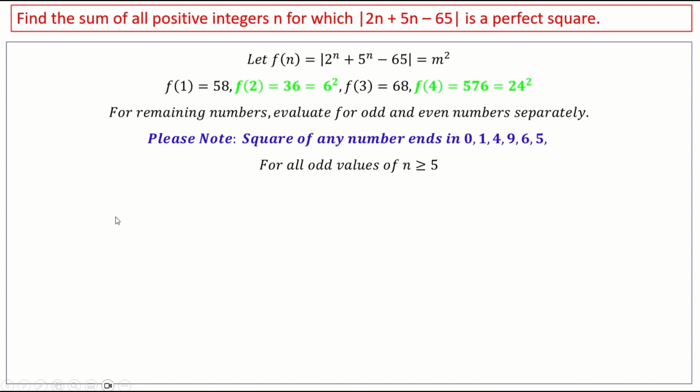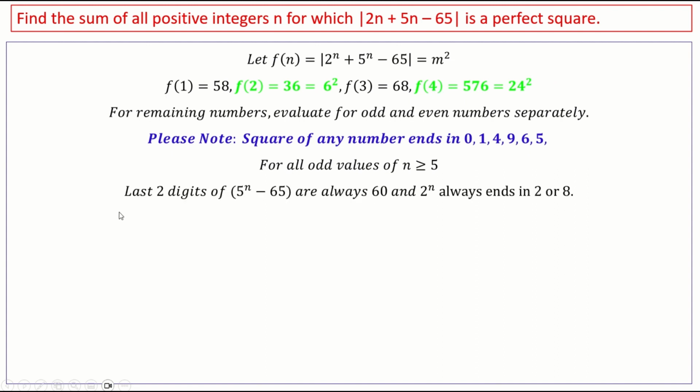Correct. So for odd values, what happens? The last two digits of 5 power n minus 65 are always 60. Why? Let's take n is odd, right? So 5 power 3 is 125.